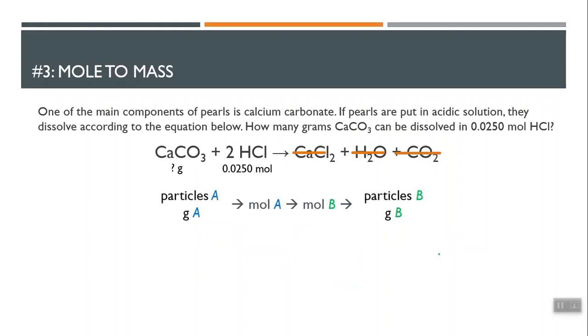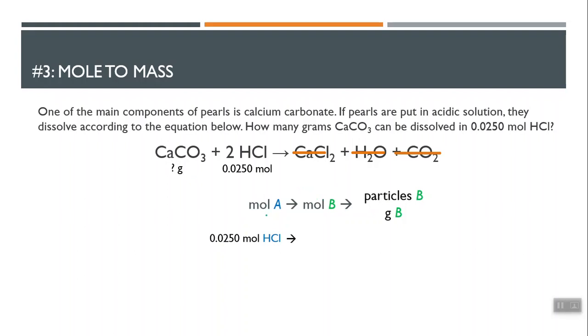And where do we want to start in this picture? We want to match it up, right? So if we're given 0.0250 moles, do we want to start at particles or grams? No, it doesn't match. We want to start at moles of A. Okay, so we're going to go ahead and ignore that. You can just cross it out on your paper. And I'm going to start with 0.025 moles of HCl. All right, so remember, where are we trying to go? Are we going to end at moles? Or what do they want? They want grams, right? So we've got to go all the way to grams.